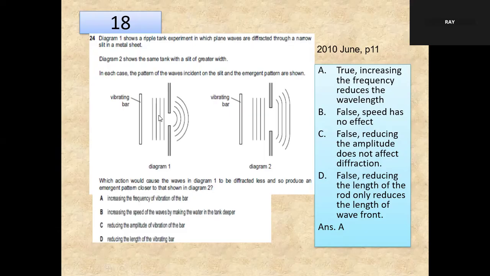Right? You reduce this wavelength, this becomes a wide gap. Same like this one, no? Whatever, don't move on until you are happy with it.